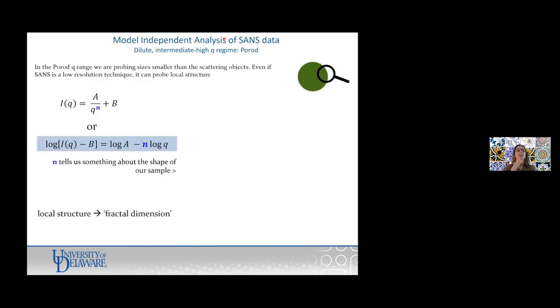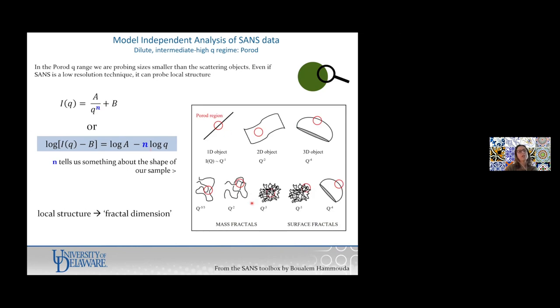So what about this intermediate Q range? This was at low Q. Now we're looking at sizes that are smaller than the size of your molecule. So here's your deceivingly perfect molecule again, your sphere. And when you're looking at a resolution that corresponds to smaller sizes, it can also be shown that there will be a Q dependence of your intensities that again can be easily linearized. And that brings very interesting information about this N factor here, which gives us information about the shape of our sample.